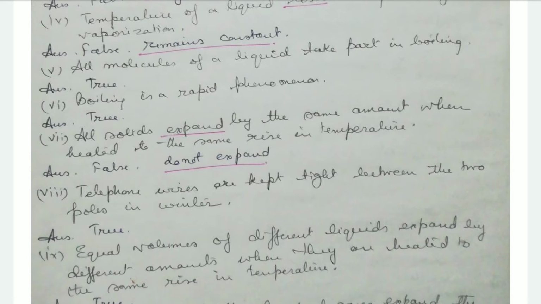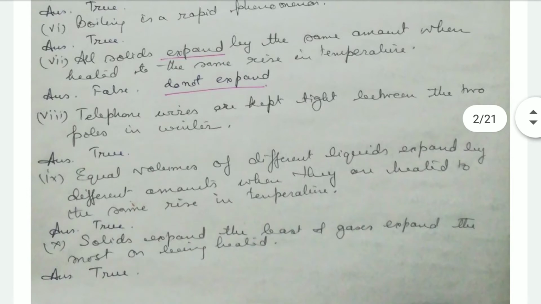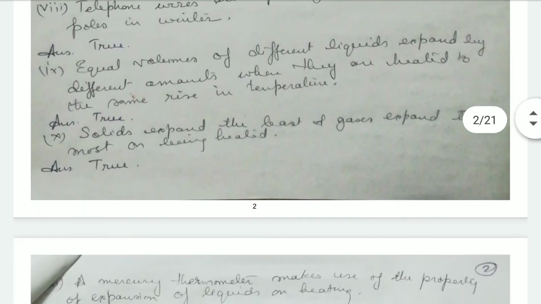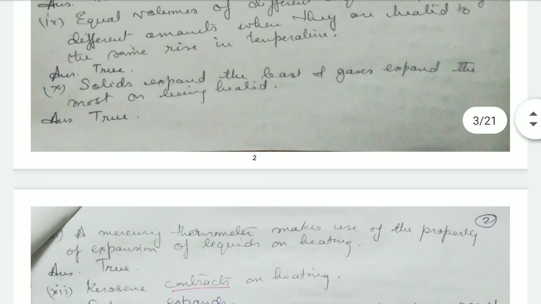Okay, it depends on the material of the solid. Then telephone wires are kept tight between the two poles in winter. That's true because during summer they will sag. Equal volumes of different liquids expand by different amounts when they are heated to the same rise in temperature. True. Solids expand the least and the gases expand the most on being heated.